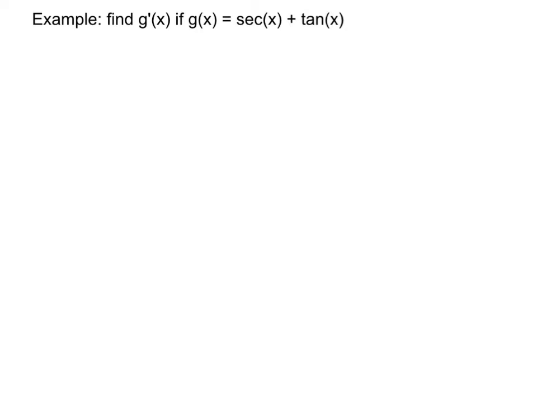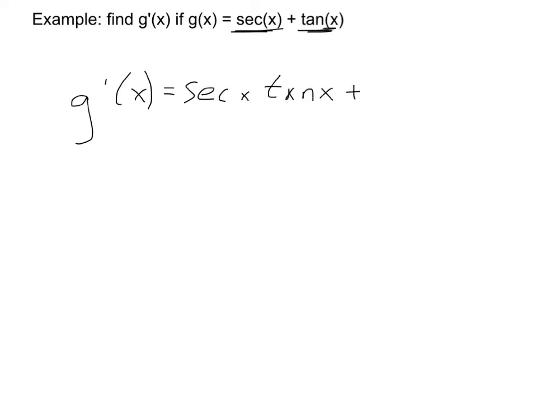So here's an example of us using that, right? So if we want to find the derivative of secant x plus tangent x, the only rule we need here is the addition rule, which just says that when you take the derivative of two things added together, it's the derivative of the first one. The derivative of that first one is secant x tangent x plus the derivative of the second one. The derivative of tangent x is secant squared x.